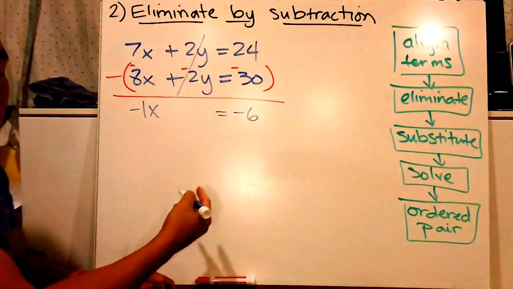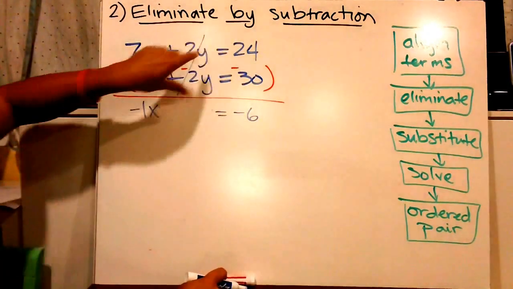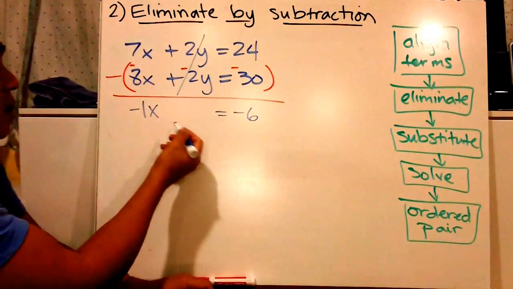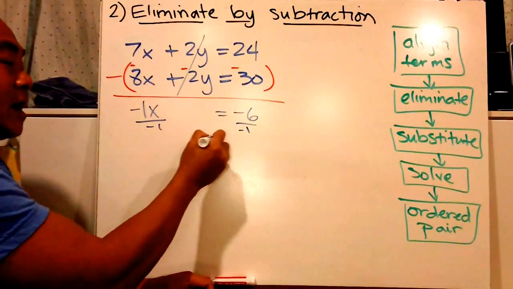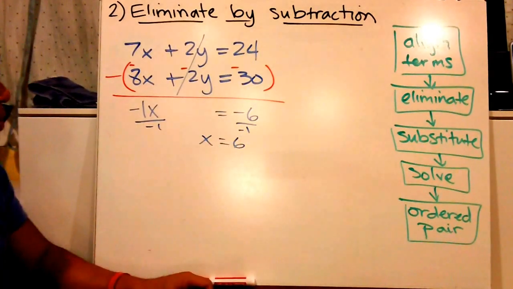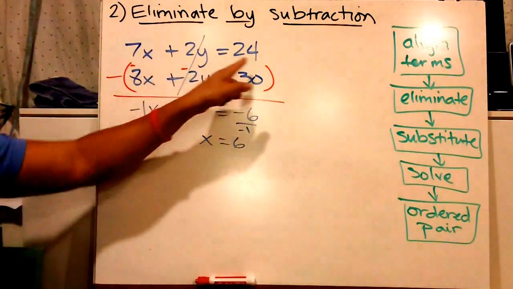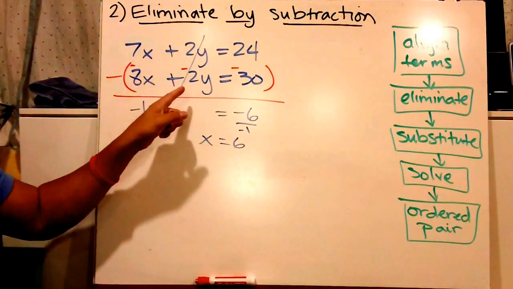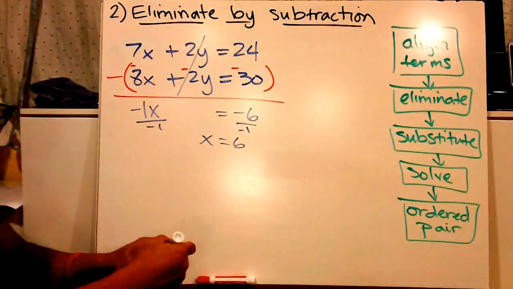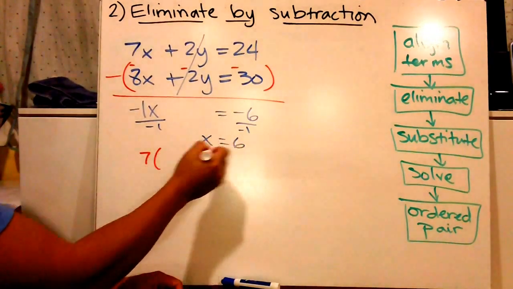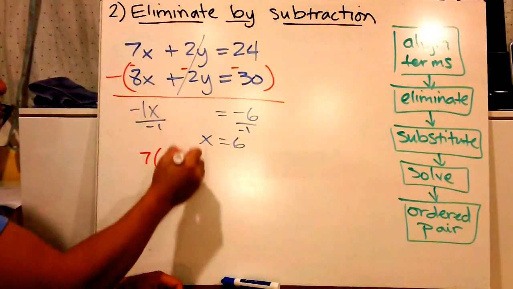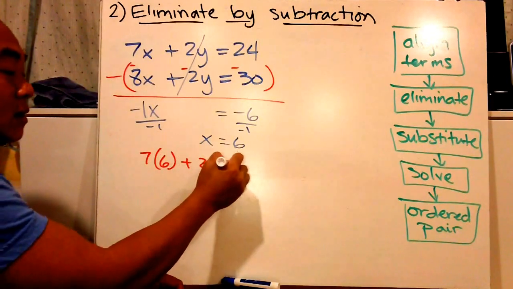And if you look at it, how easy it is that you just came from these two things just to get x right here. If I divide both sides by negative 1, I now have our answer of what x is going to be, which is 6. Okay? Now I'm going to take this and plug it into any one of these that I have up here. I'm going to take the top one, it makes it a lot easier because it's already a positive, so I'm going to take 7, multiply that by the 6, plus 2y is equal to 24.